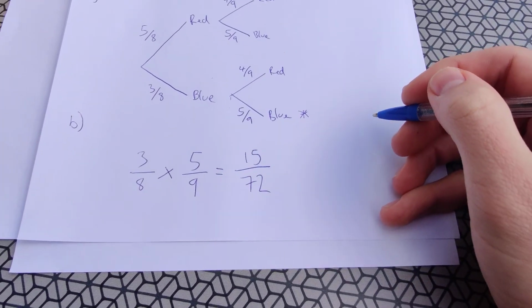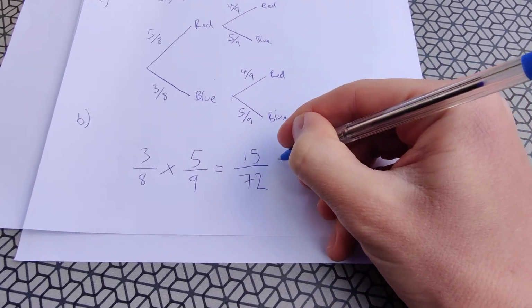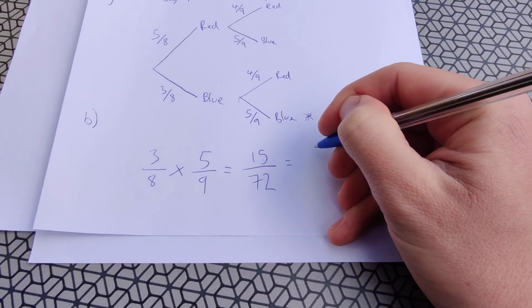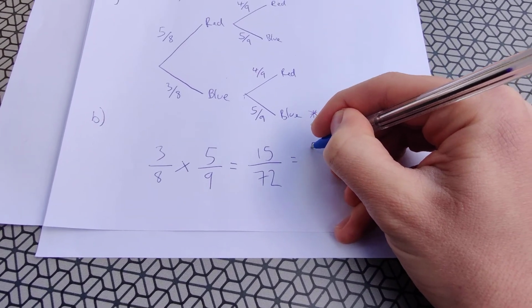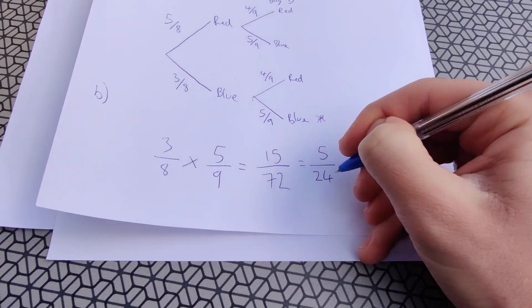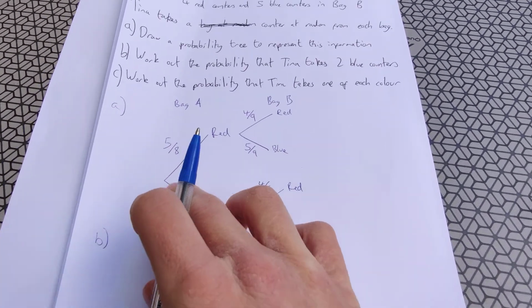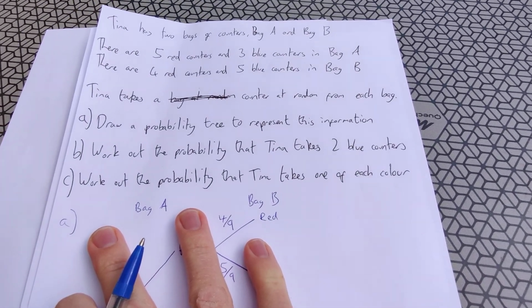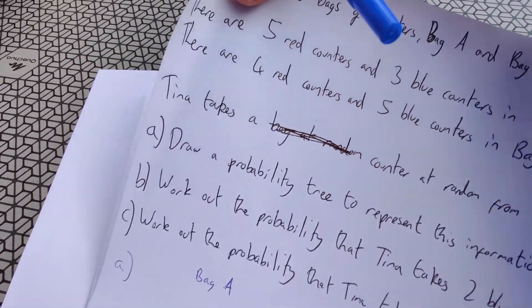So the probability of her taking 2 blues is 15/72, and if I'm feeling really fancy, I know that 15 and 72 have a common factor of 3, so it would also be 5/24. That's part B. Part C says work out the probability that Tina takes 1 of each colour.